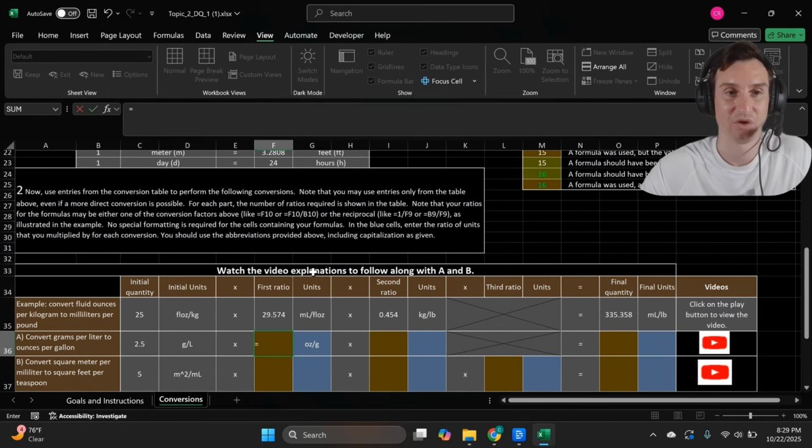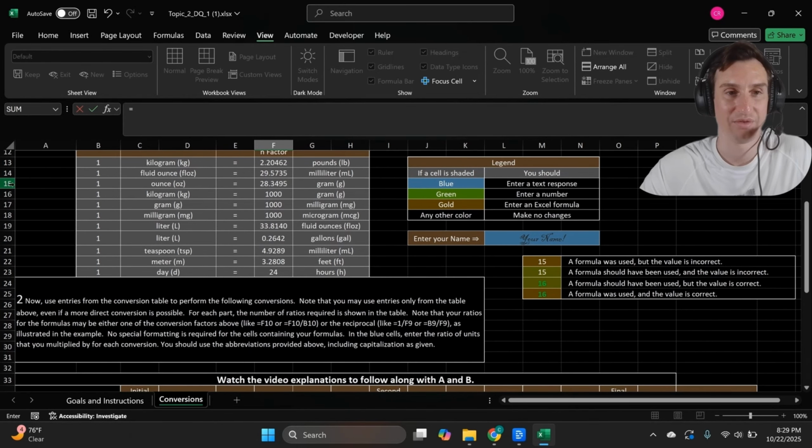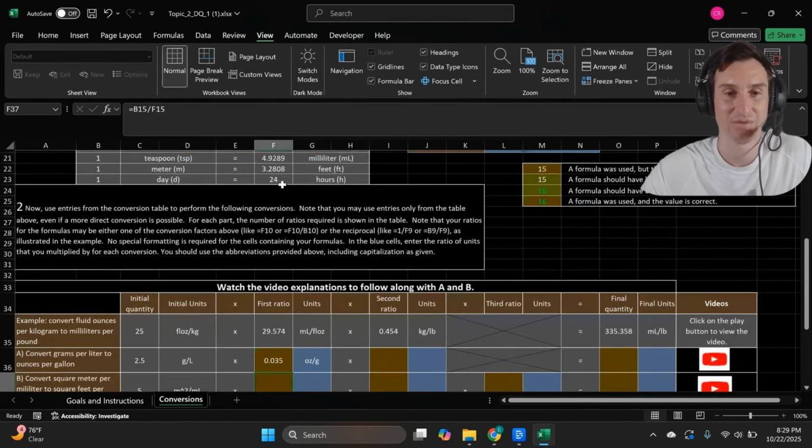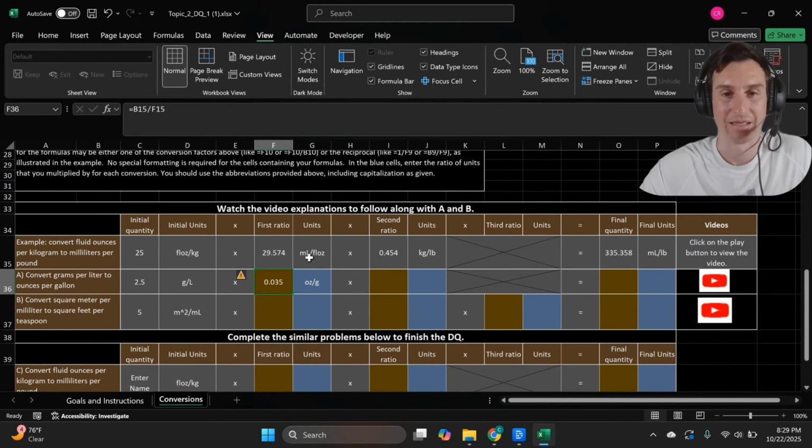So when I go up to my conversion table, we can find this in row 15. Right, I'm going to click ounces first divided by grams. So that is B15 divided by F15. I'll press enter. Perfect. Ounces. All right, let's move to the next one.